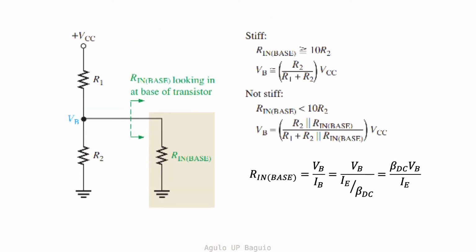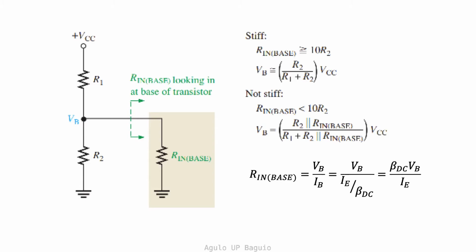How do we design the circuit such that the base current is small and negligible compared to the current through R2? The figure shows what the resistance looks like at the base of that transistor. We call this the input base resistance. This includes whatever internal resistances are present in the transistor. The input base resistance is defined as the base voltage VB divided by the base current IB.